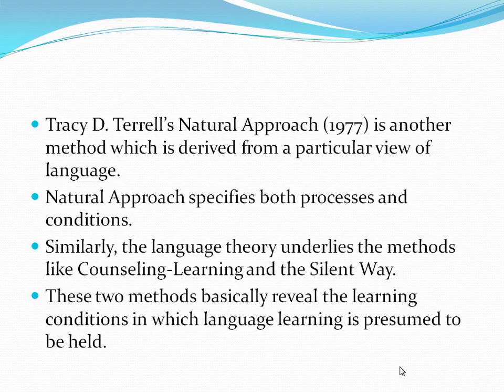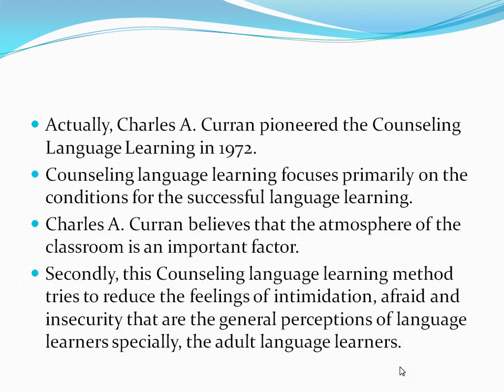So it is counseling language learning and the silent way, these are the process or condition oriented theory. So from theory a method is derived. From Stephen D. Krashen's hypothesis a theory is derived, that is the natural approach, and from condition oriented language theory two methods are derived, that is counseling language learning and the silent way. So in such a way methods are derived. Charles Curran, another linguist, pioneered counseling language learning in 1972.